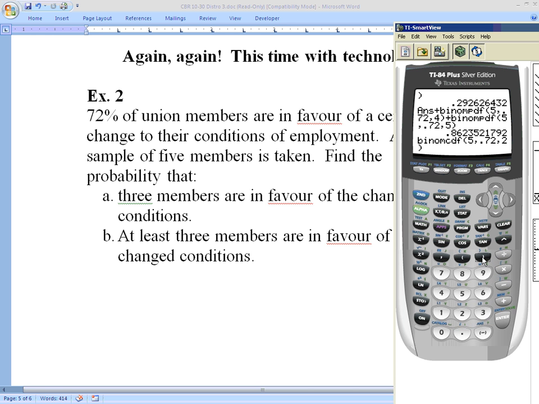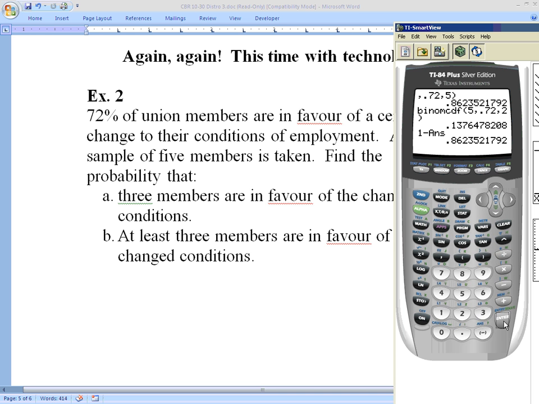So what I've done is I've selected the ones that I don't want. The 0, the 1, and the 2. If I press enter, I'm not going to get the right answer. I'm going to get the complement of the right answer. How do I turn it into the right answer? I subtract. 1 minus that answer should leave me with my right answer, which is 0.862. That's exactly what we had before.